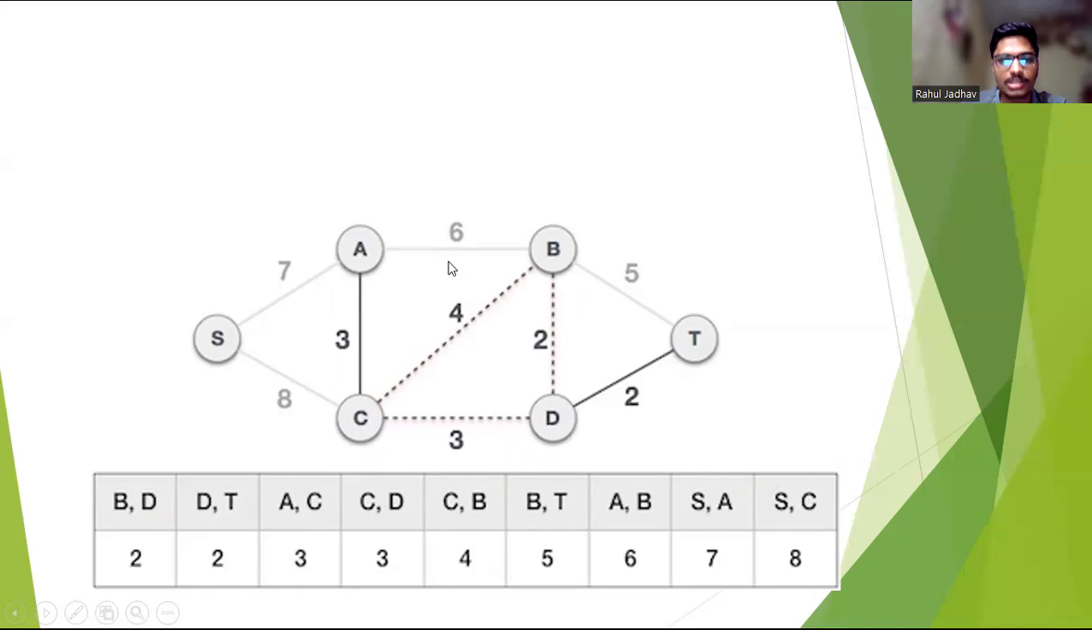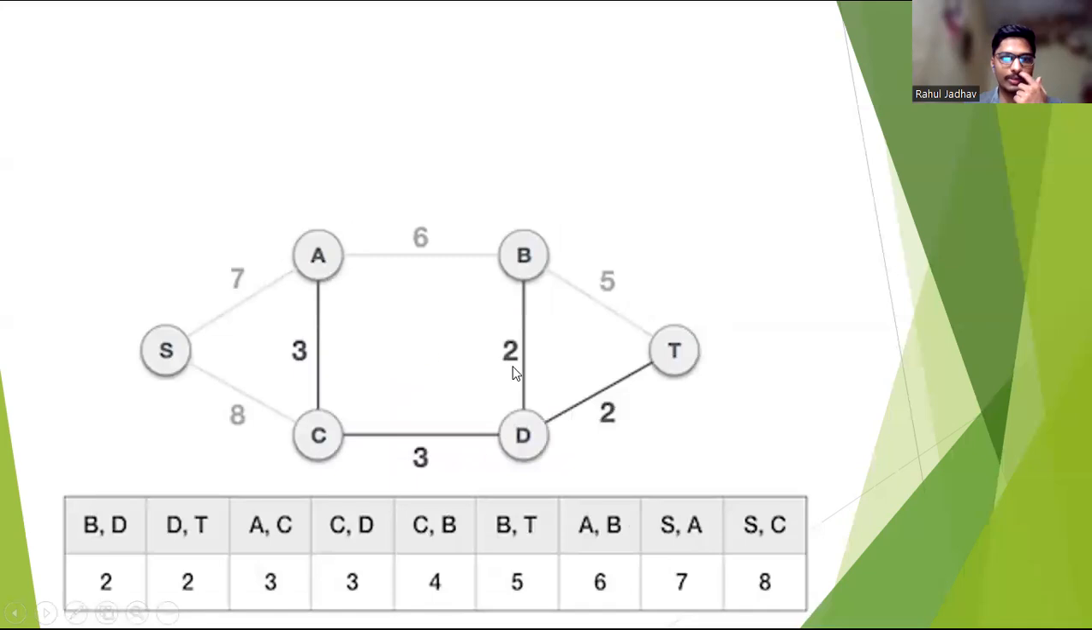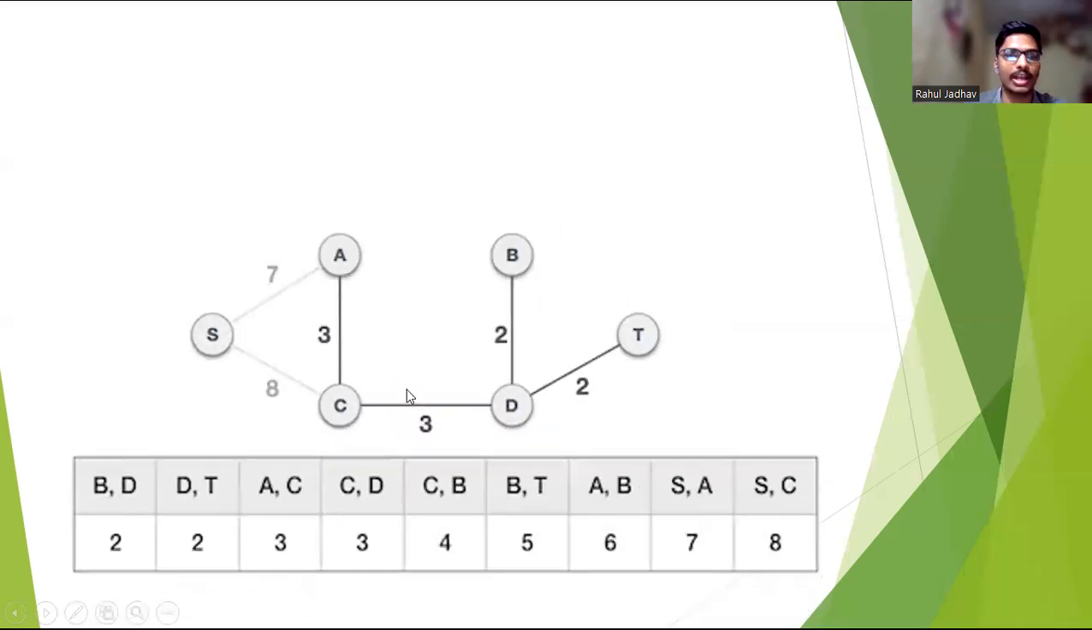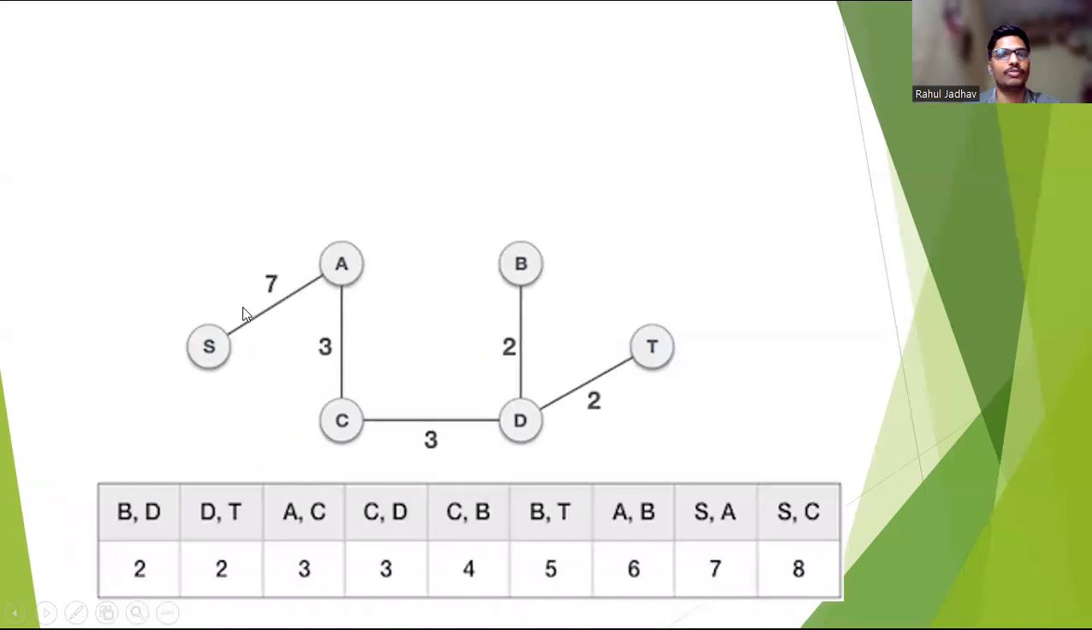This is the diagram; we are not considering the others because of the circuit. After that we check 5 and 6 also, and they will not be considered. Then there are only two edges remaining, S to A and S to C, and the least is 7, so we select S to A. This is the final result of our algorithm using increasing order of weight: S to A with the 7 cost, A to C with a 3 cost, C to D with 3 cost, D to B with a 2 cost, and D to T with a 2 cost.